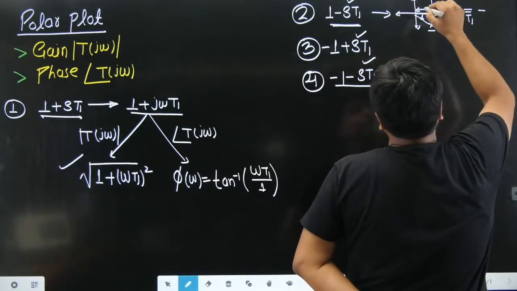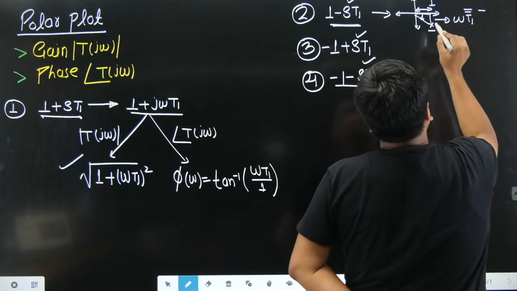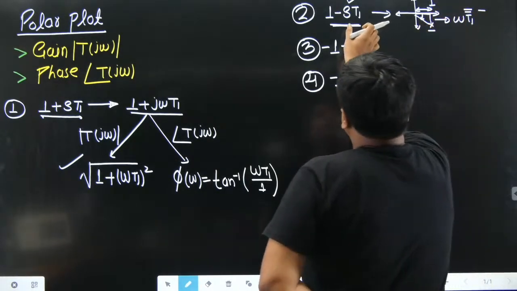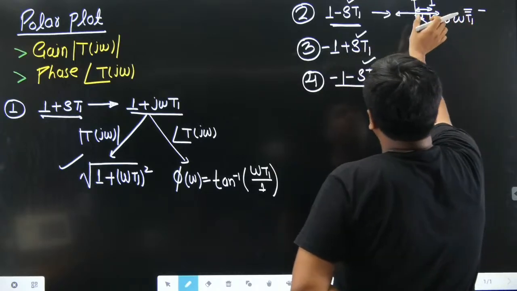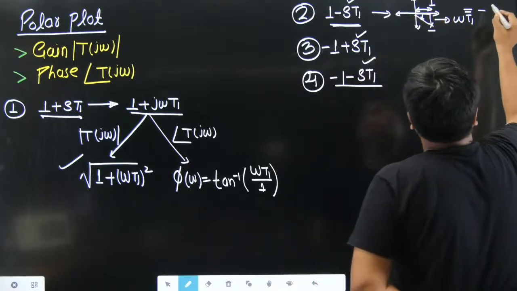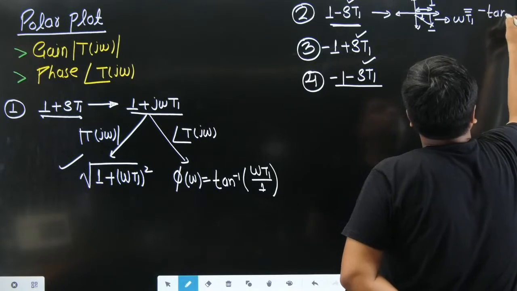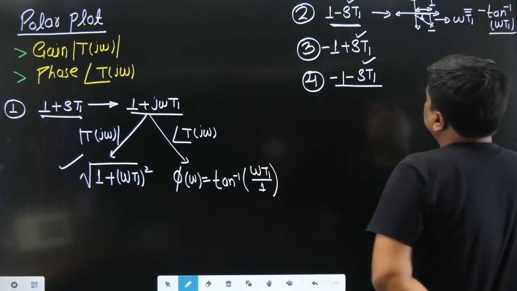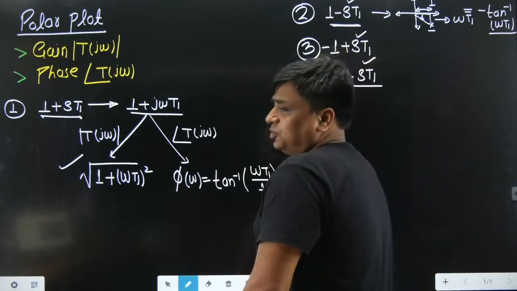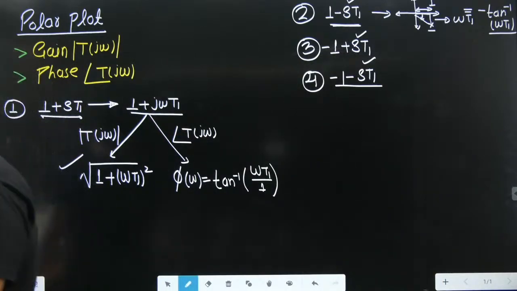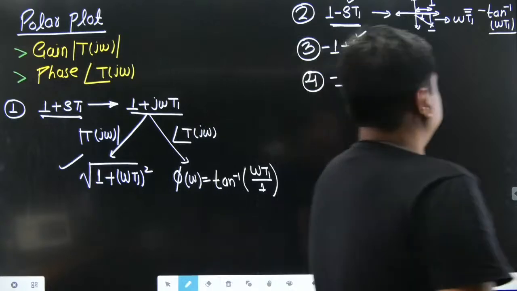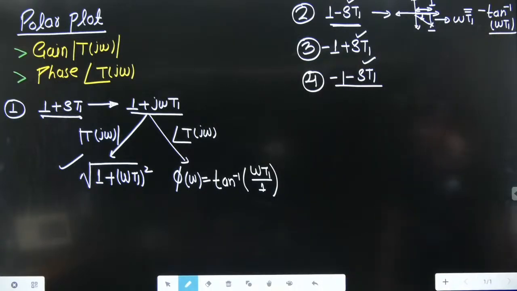That's the first thing. At the same time, the worth of the angle is tan inverse of the perpendicular over the base. The perpendicular is the imaginary part, omega t1, divided by the real part, which is 1 itself. So the angle given by this system is simply minus tan inverse of omega t1. Agreed?